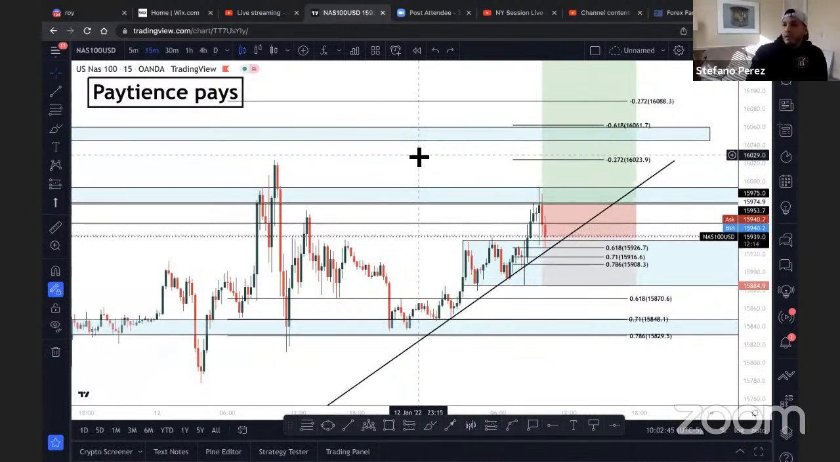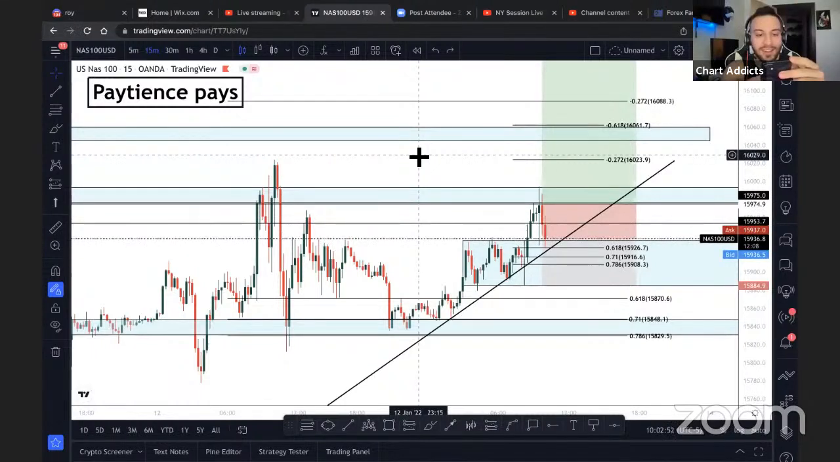Gold are buying zone right now. But I'm not taking it yet, though. I was going to say, just say the word. Not taking it yet. Not yet.